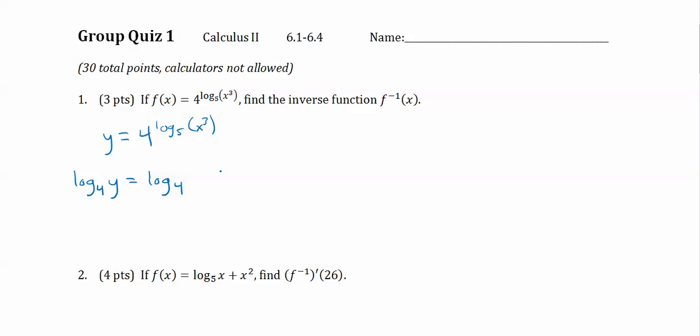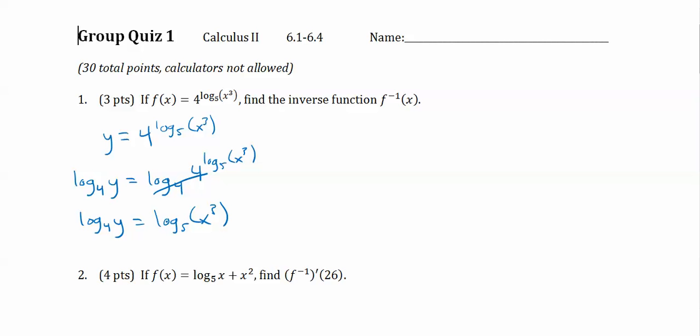Now if you really want to, you can take the natural log of each side too. That'll work out in the end. Okay, but this is kind of the nicer way to do it. Alright, and then the log base 4 cancels this base of 4, and we're just going to be left with that exponent. So let me write that out. Log base 4 of y equals log base 5 of x cubed.